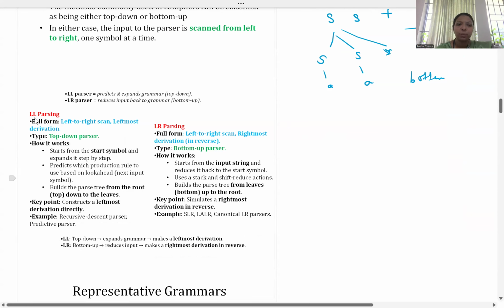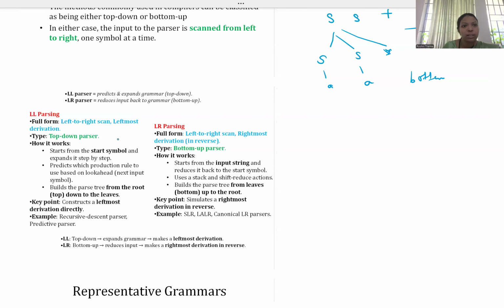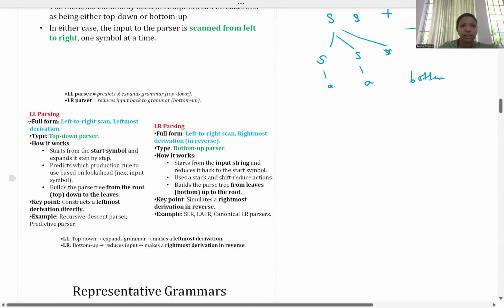So top-down, what is an expansion of LL? It starts from left to right scanning and it will do the leftmost derivation. To help you understand, let me take another example. What is left to right scanning and what is leftmost derivation? That is LL. The first L stands for left to right scanning, and the second L stands for leftmost derivation.